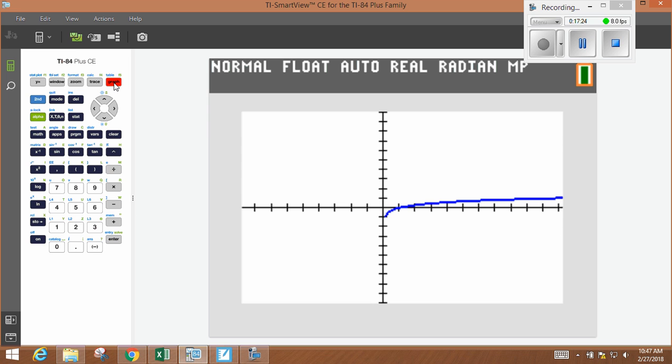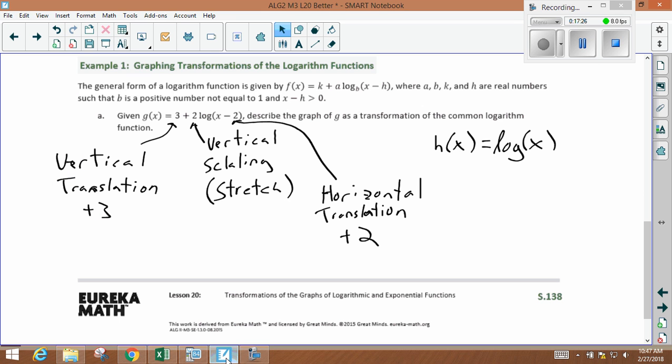So we've graphed that. I'm going to do the 3. Okay, see this 3 right here? That one right there?